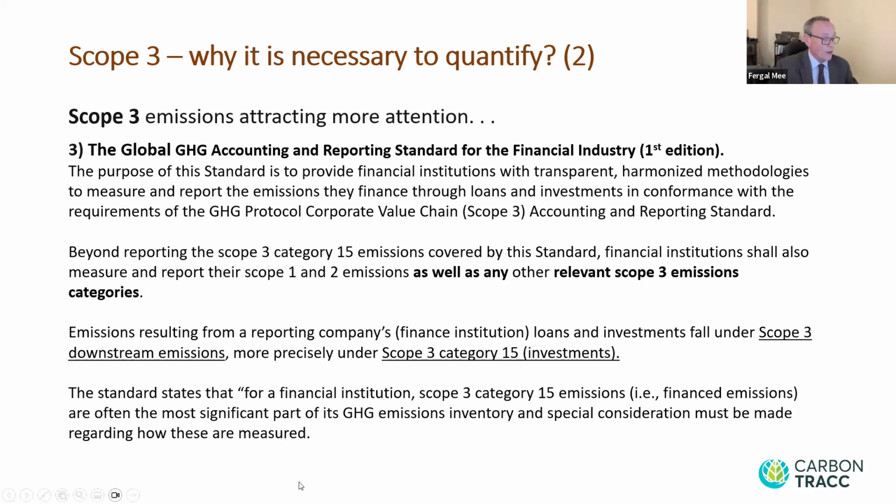That financial reporting standard says for a financial institution, Scope 3 category 15 are often the most significant part of its greenhouse gas emissions inventory. And that is a fact, they are. And special consideration must be made regarding how these are measured.